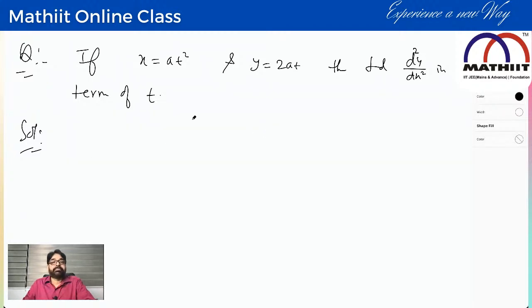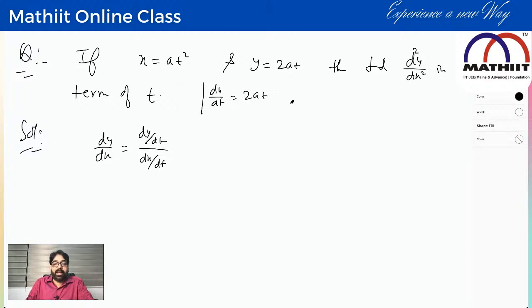Let me try. X equal to at square, y equal to 2at means a parabola. Actually y square equal to 4ax. D square y by dx square. So first thing, dy by dx will be what? That is dy by dt divided by dx by dt. So dx by dt is how much? Dx by dt is 2at and dy by dt is what? 2a.